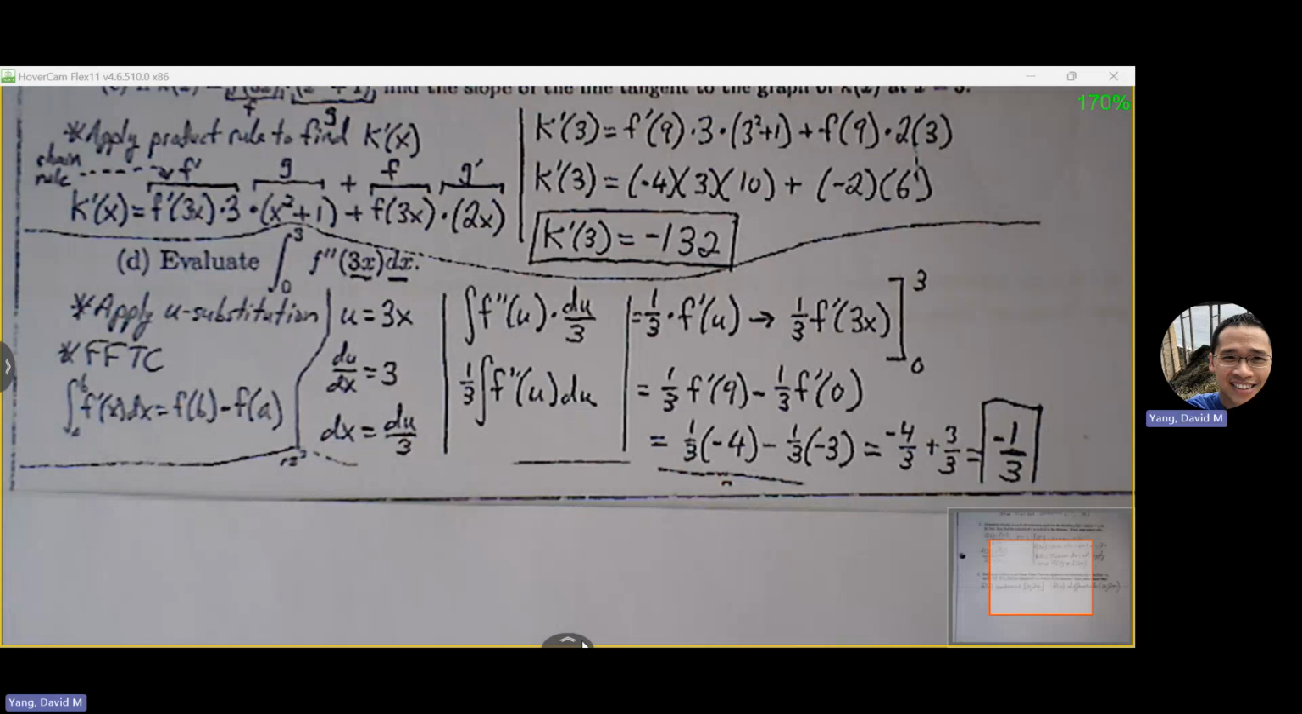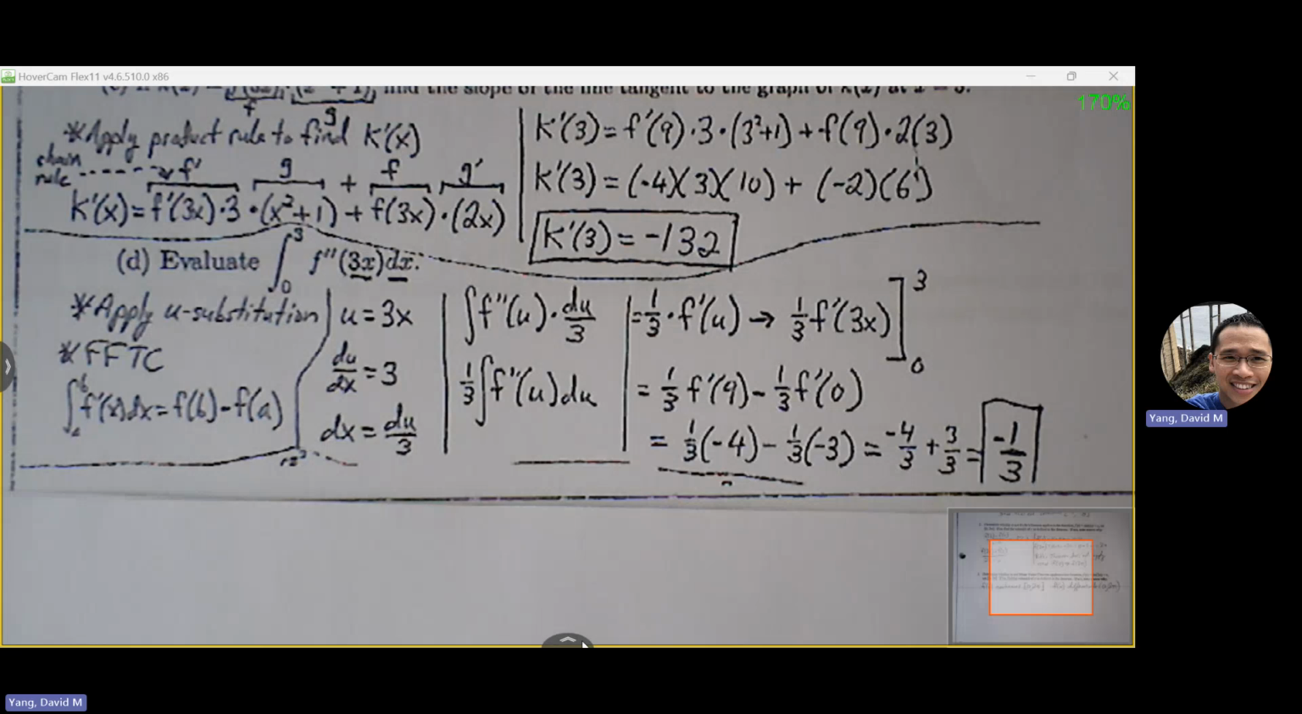So if our u value is 3x, our derivative is 3, dx equals du over 3. Everything in terms of u, we know there's a 1/3 that we can push out in front. We know antiderivative of f double prime will make it rise up to f prime. Replace the u back in terms of x. There's a 1/3 that's now part of this antiderivative, plugging in my upper and lower bound.